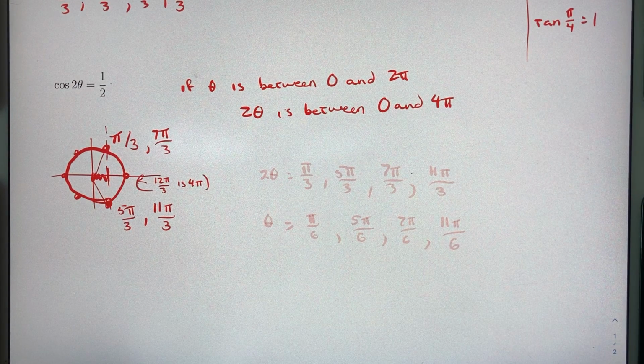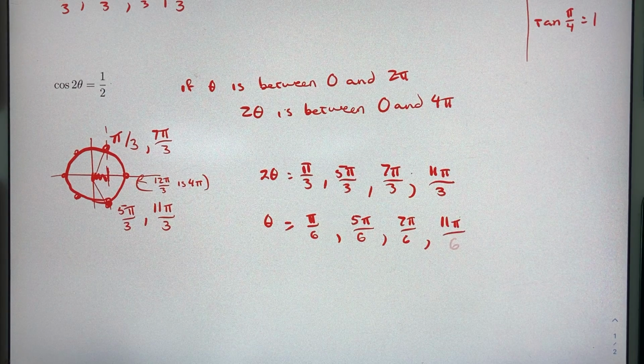Okay, so 2 theta can be pi over 3, 5 pi over 3, 7 pi over 3, or 11 pi over 3. Notice that 7 pi over 3 is pi over 3 plus 2 pi, and 11 pi over 3 is 5 pi over 3 plus 2 pi. So cut these all in half, and we get the 4 answers that theta can be.